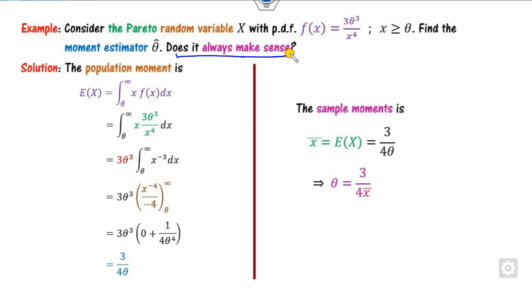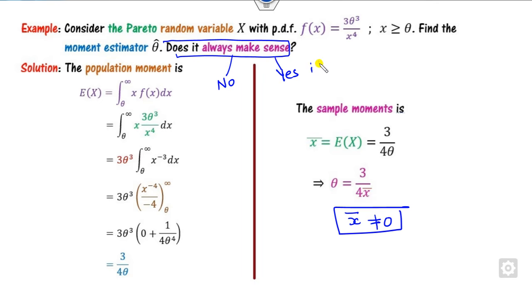Does it always make sense? Clearly it makes sense only when x bar is non-zero. So does it always make sense? No. When does it make sense? Yes, it makes sense if x bar is non-zero.